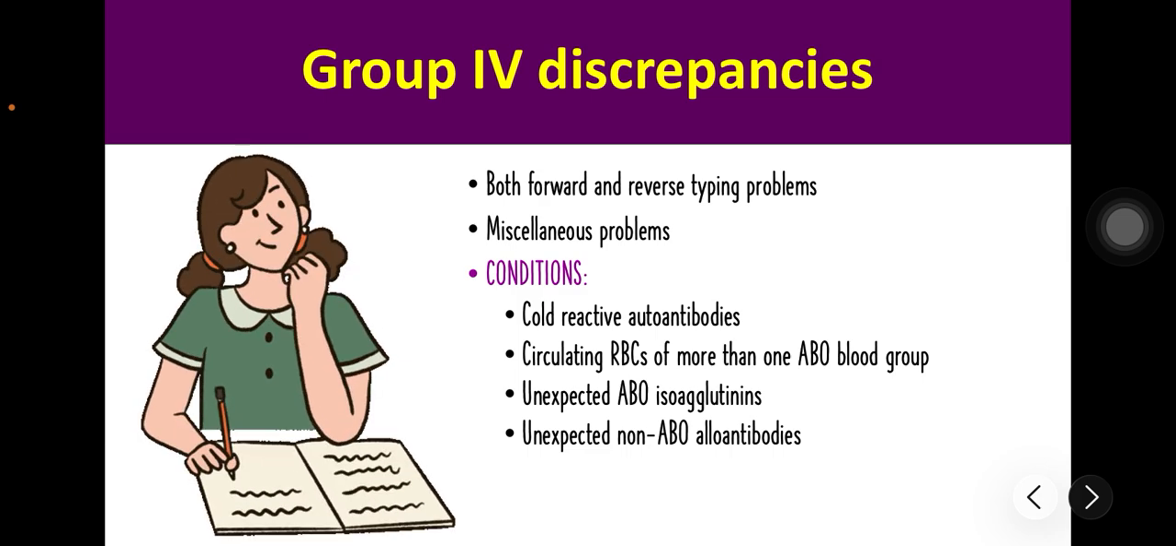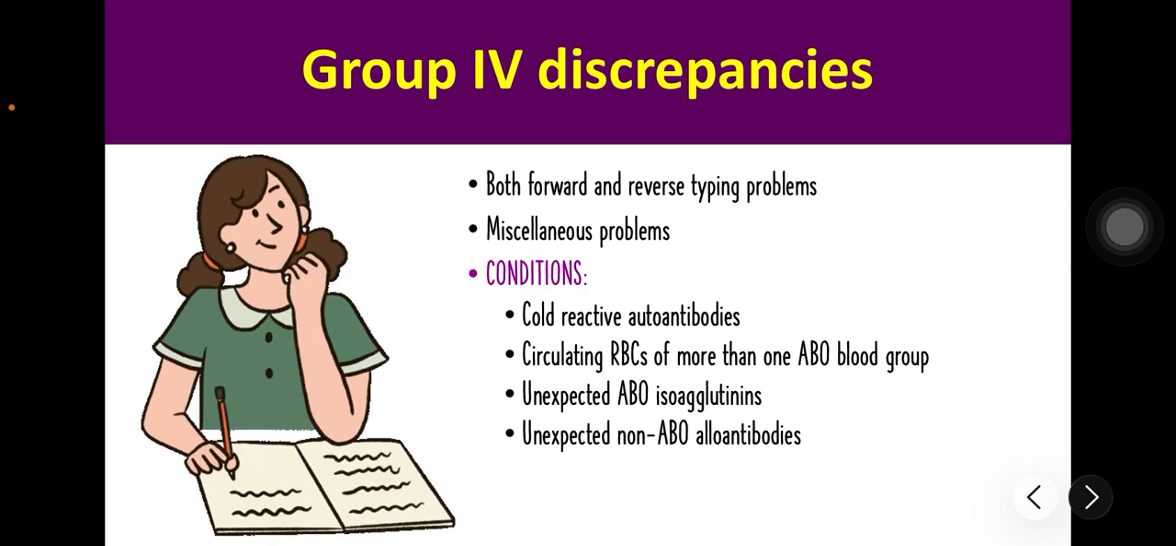biological interferences. Common causes of Group 4 discrepancies are cold reactive autoantibodies, unexpected ABO isoagglutinins, cold reacting non-ABO autoantibodies, and multiple cell populations. We also have the cis-AB phenotype as well as reagent dye sensitivity. Let's talk about the cold reactive autoantibodies.